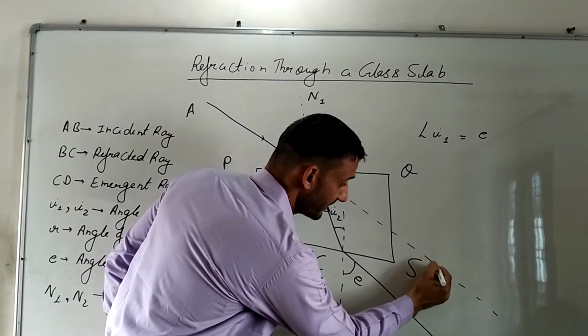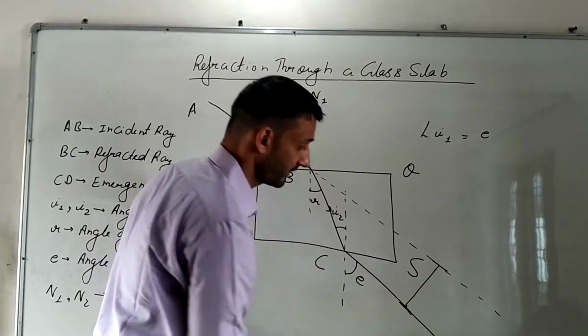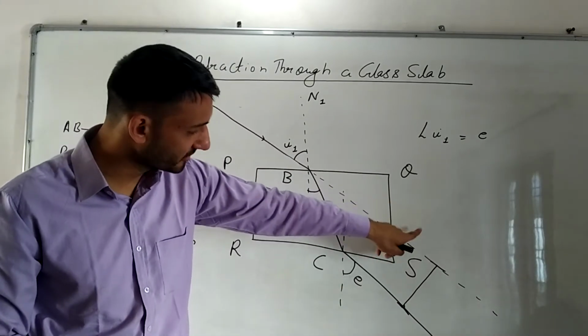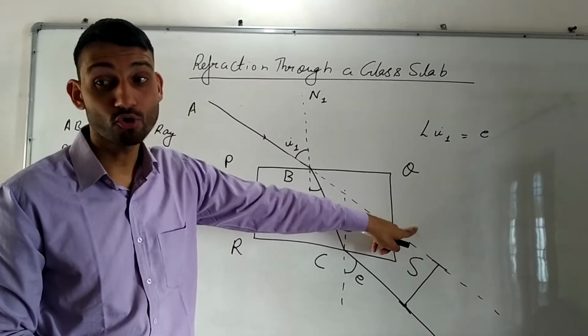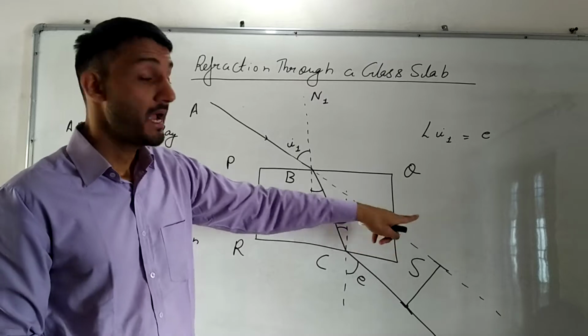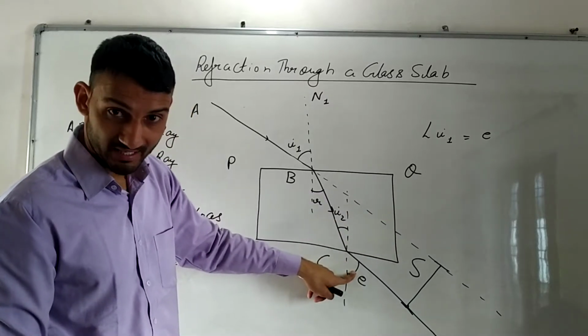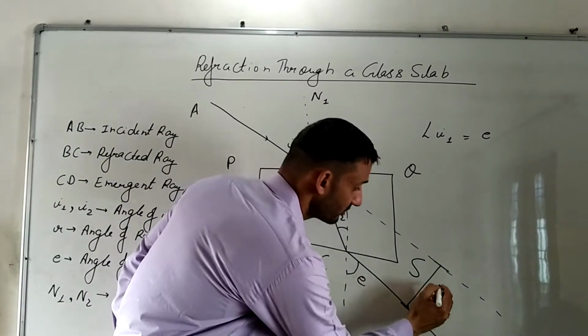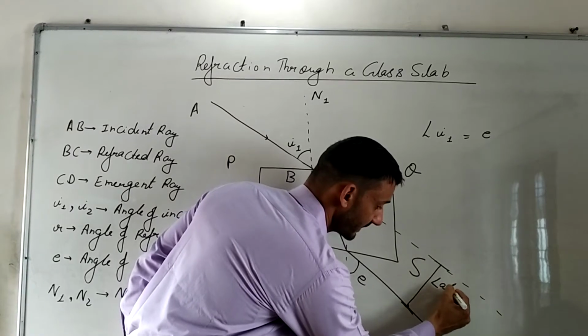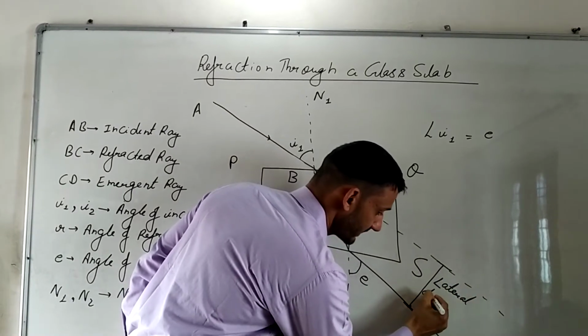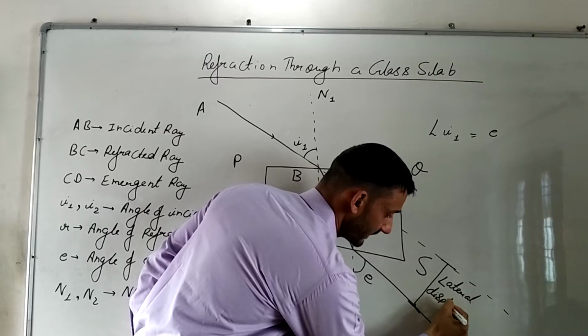The displacement between the actual path of the light ray when there was no glass slab and the emergent ray is known as lateral displacement. This is known as lateral displacement.